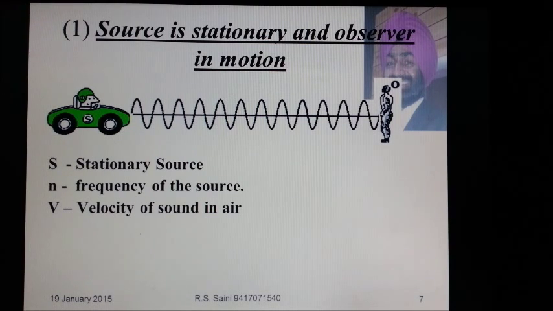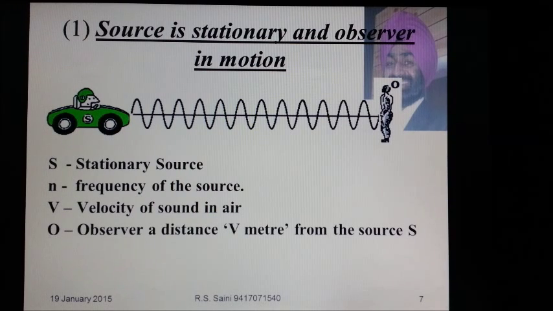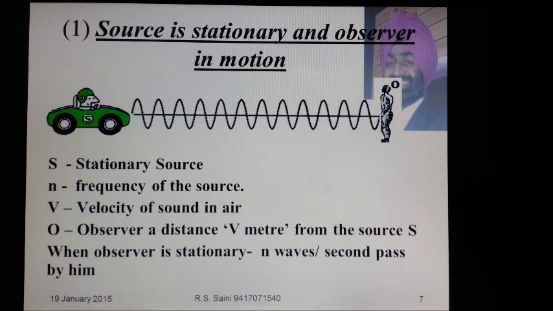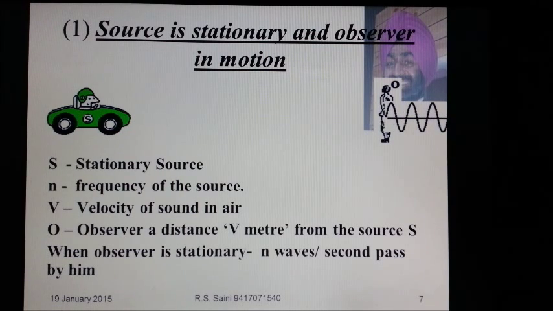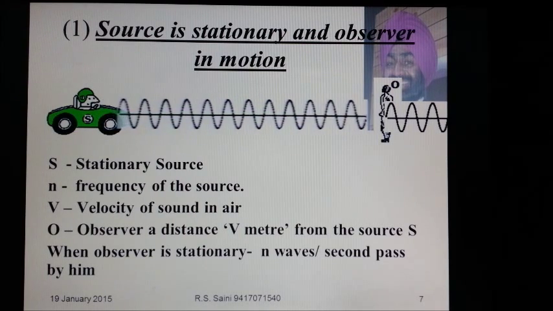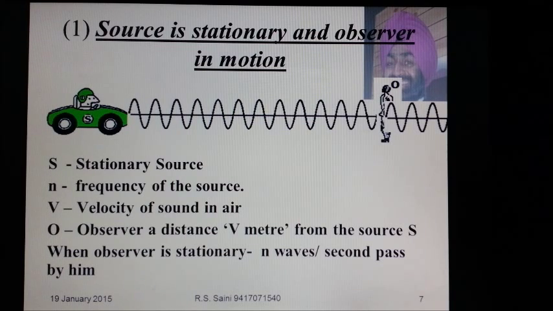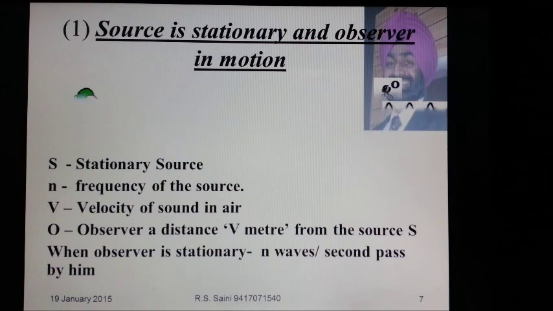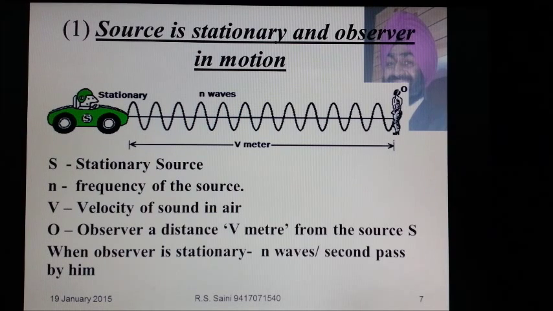This is an observer O. If the source is stationary and the observer is stationary, in the next 1 second these n waves would be able to cross the listener in 1 second. Of course, the source would emit another n waves which would fill the space between the observer and the source. Let me remind again, the distance between the source and observer is equal to the velocity of sound into 1 second, that is v meter. So in a distance v meter there are n waves enclosed.